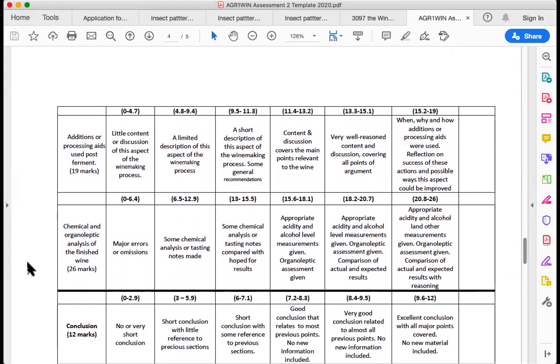Okay, so next, chemical and organoleptic analysis of the finished wine. Assuming that your wine is finished and in bottle, that's the assumption you'll make at this point. What decisions did you take that were well made, and what impact has that had from a sensory and analytical point of view? What are some of the mistakes you made, and how are they visible in the wine from a sensory and analytical point of view? What would you do differently? Okay, any questions?